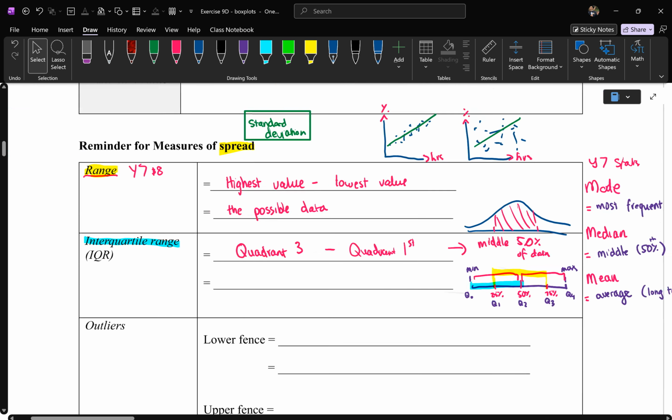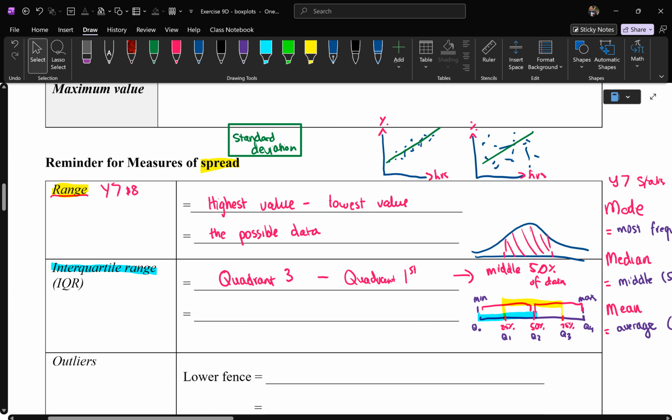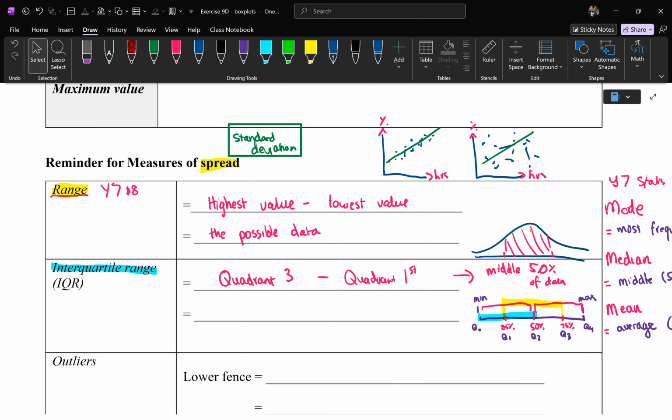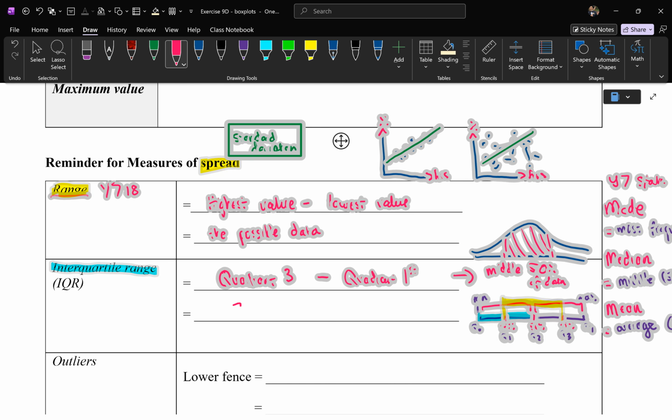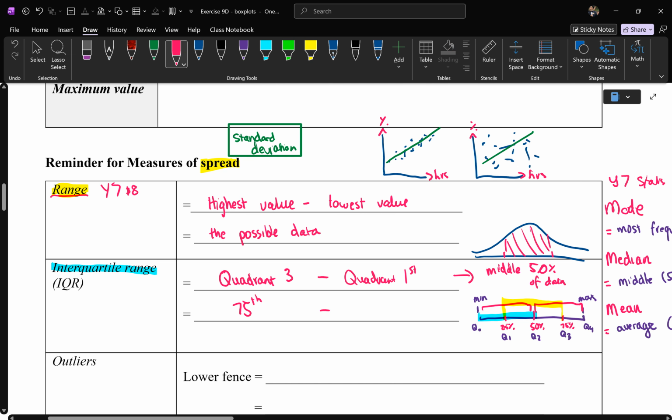So interquartile range is the next best measure in terms of spread that tells us what kind of data I am working with. Am I working with a very concentrated group of high performers? Am I working with a diverse group of performers? Or am I working with a very concentrated lower performing group? That's what the spread tells us. Okay? So when I say quadrant 3 minus first quadrant, the meaning is that it is the middle 50% of data. The mathematics to it is you're taking the 75th percentile minus the 25th percentile.